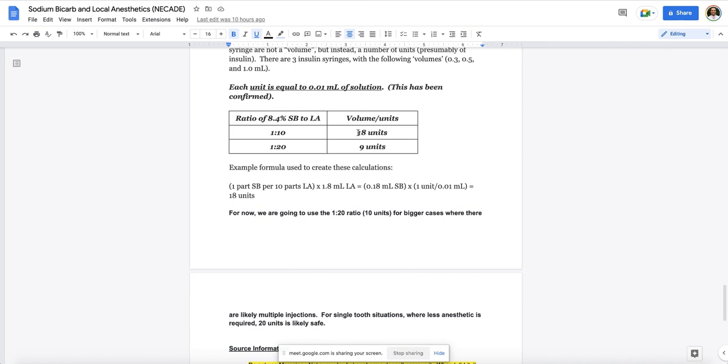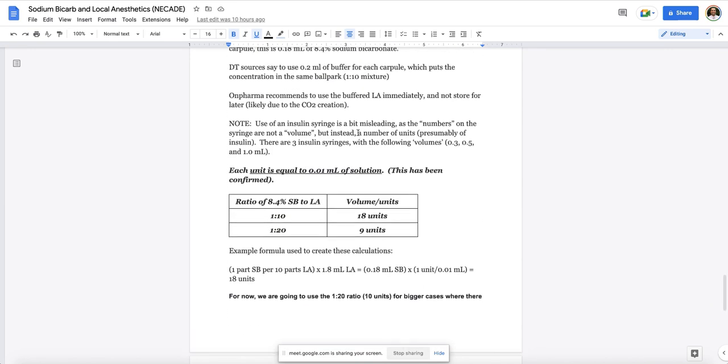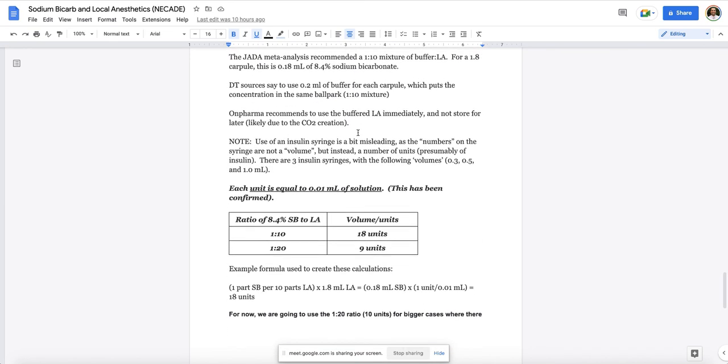18 units. So about 20 units in the syringe. And I injected it into the carpule. Before I did that, I withdrew 20 units of the local anesthetic and just discarded it in the sink so that I created enough space. You'll actually see the plunger moving when you do this. Again, we're going to go over this in the future. I just wanted to kind of lay the groundwork for the power of this technique.